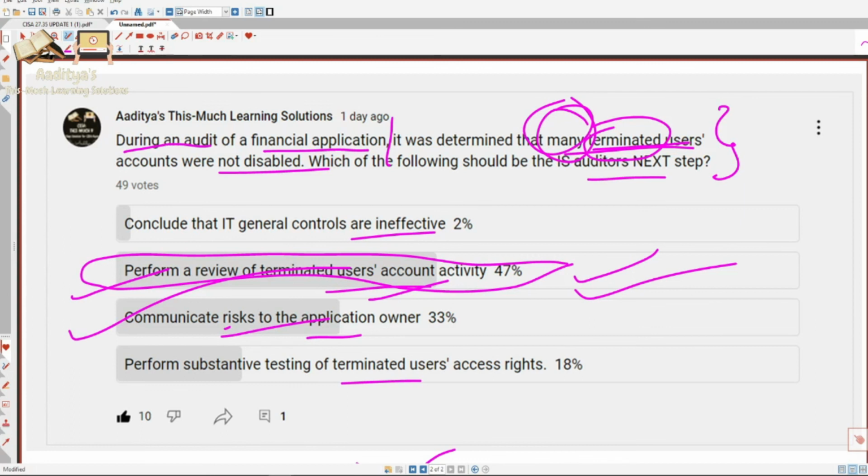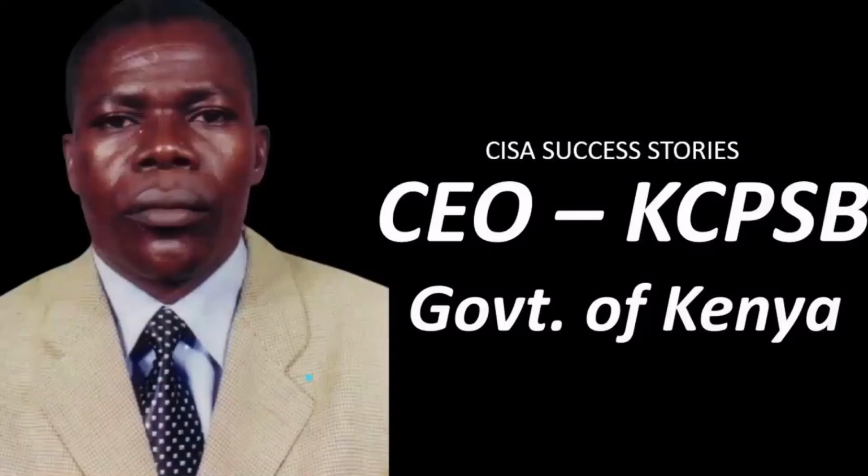I was quite surprised when I looked at the percentage of the poll, saying 47% opted for option number B. Second rank, 33%, people gave to option number C, communicate risk. Almost one third of the people opted for this. Anyway, the answer for this question is option number C.